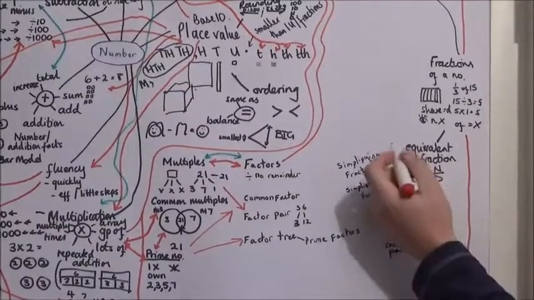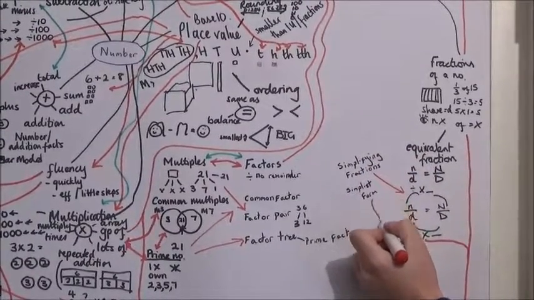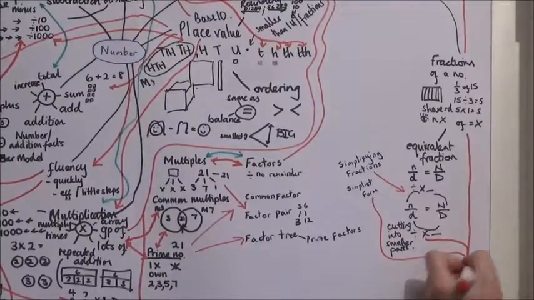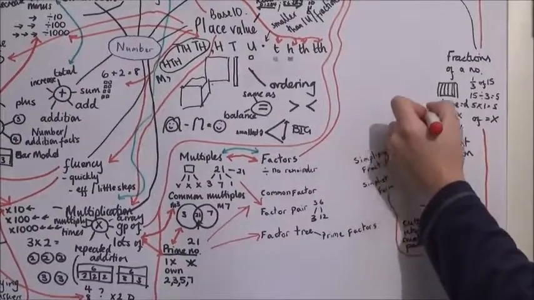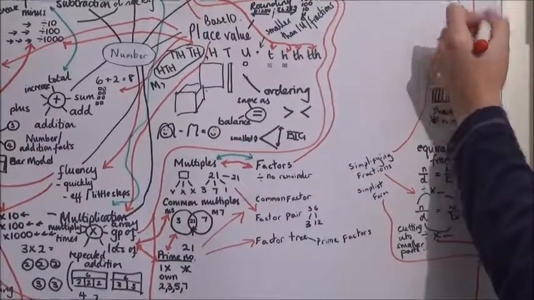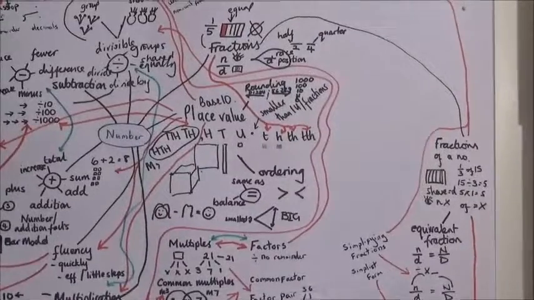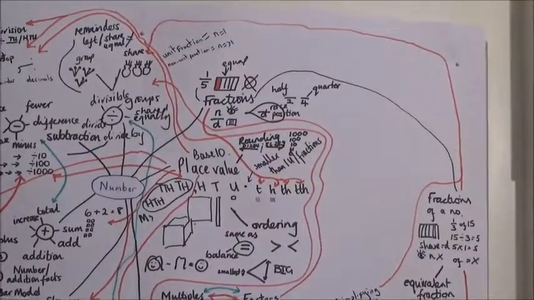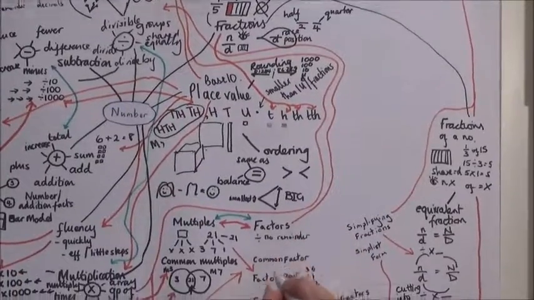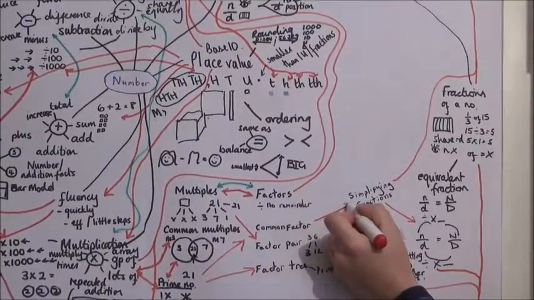We needed to use our multiplication knowledge, and we needed to use our division knowledge. We also, if we were using a fluent way of doing it, we needed to use our common factor knowledge.